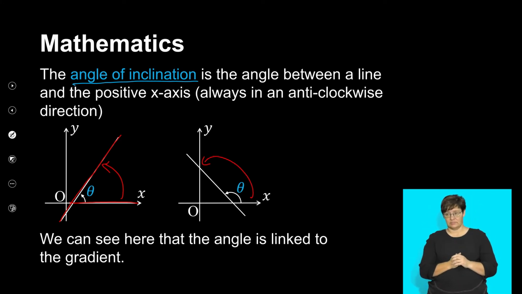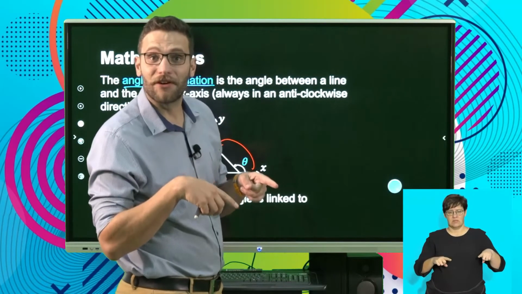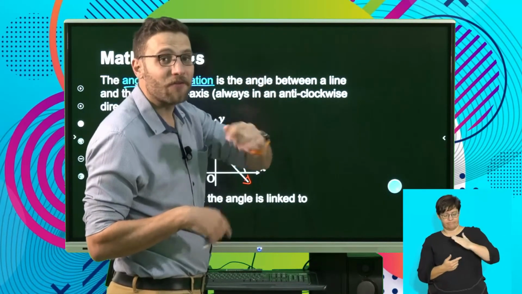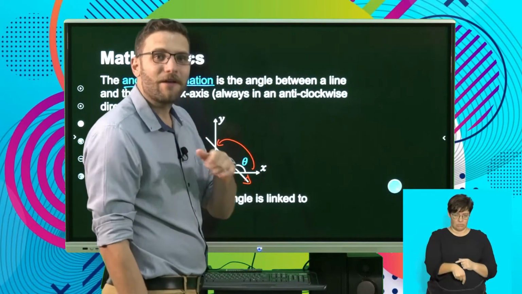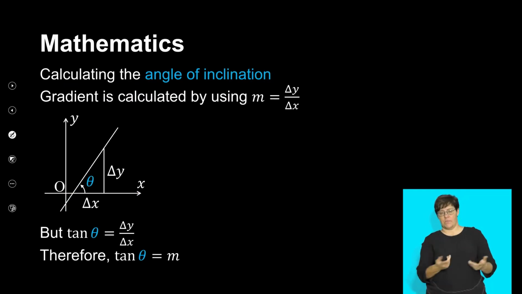It doesn't matter if the line is going up or going down, I'm always going to measure that angle in an anti-clockwise direction. And we can obviously see that the angle is going to be different when the gradient is different. So if the gradient is steeper or flatter, or going up or going down, that angle is going to be different. We're going to be talking about how we find that angle. If we go to the next slide, we're going to be talking about the formula. This is the last formula in analytical geometry that we're going to be talking about.